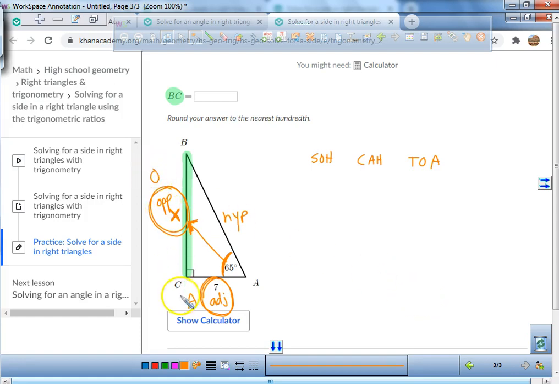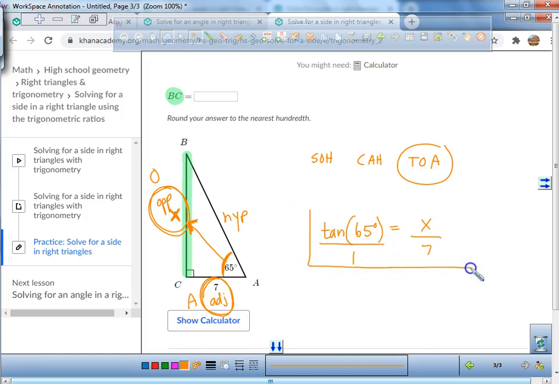The O and the A. That's right, TOA. We're going to use the O and the A. So this time we're going to start with the tangent of 65 degrees equals x over 7.